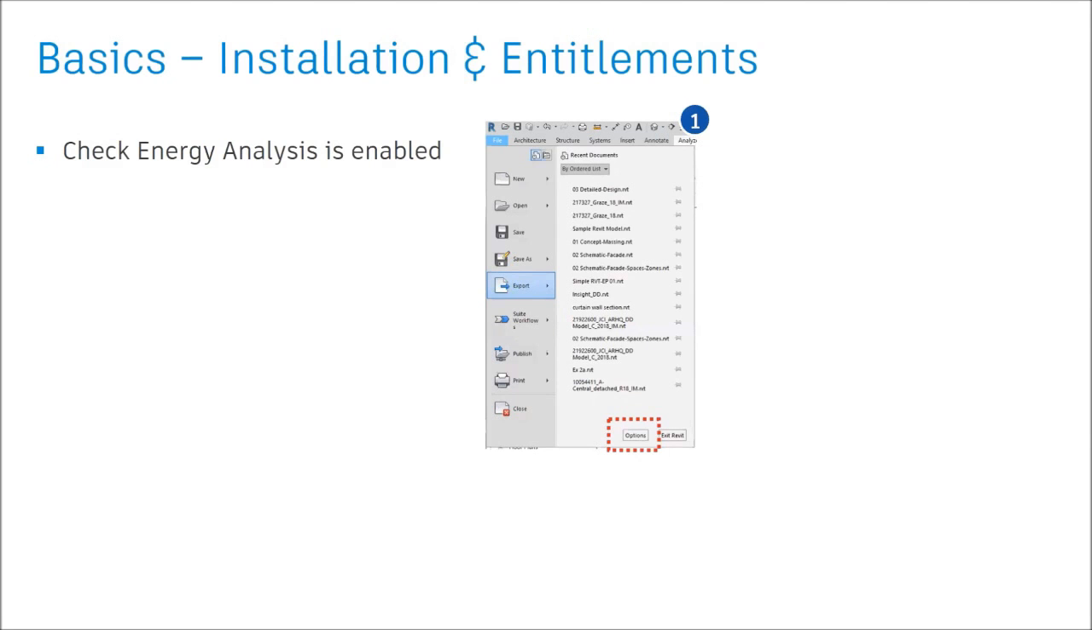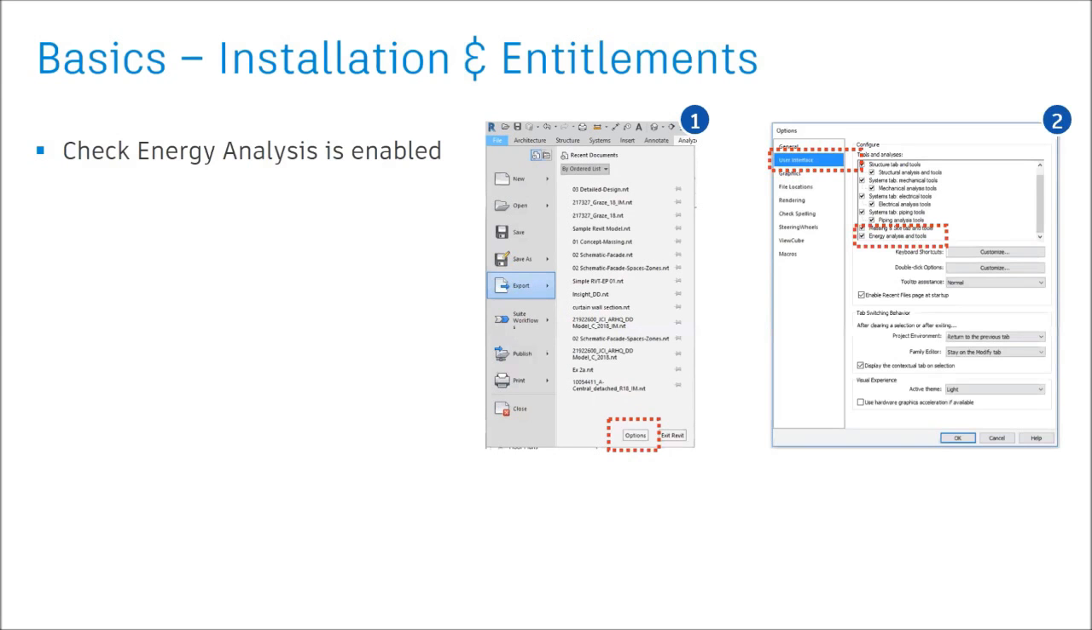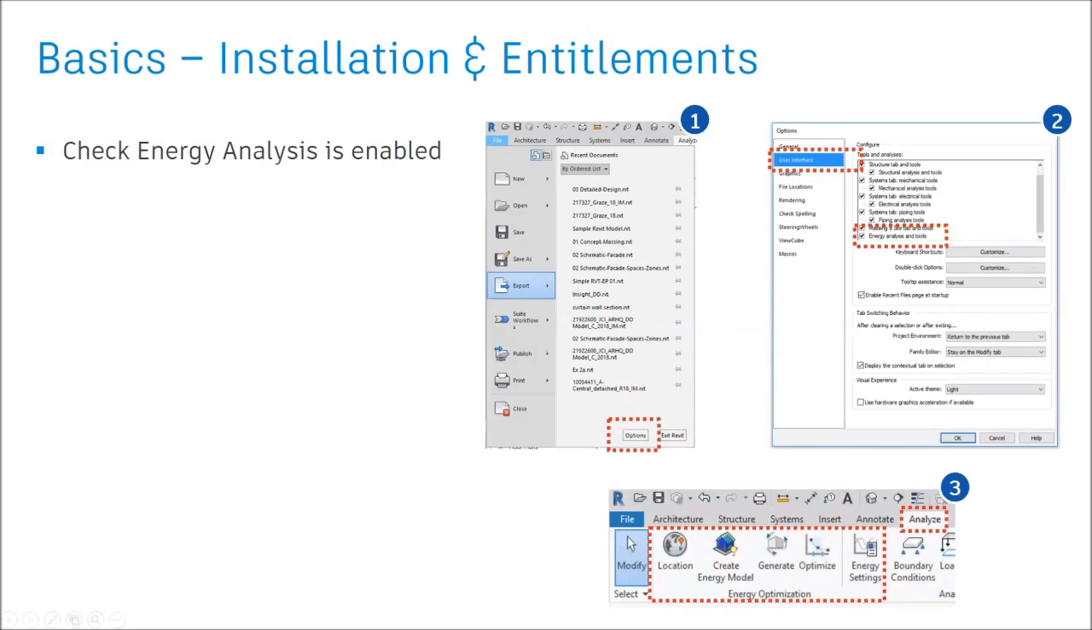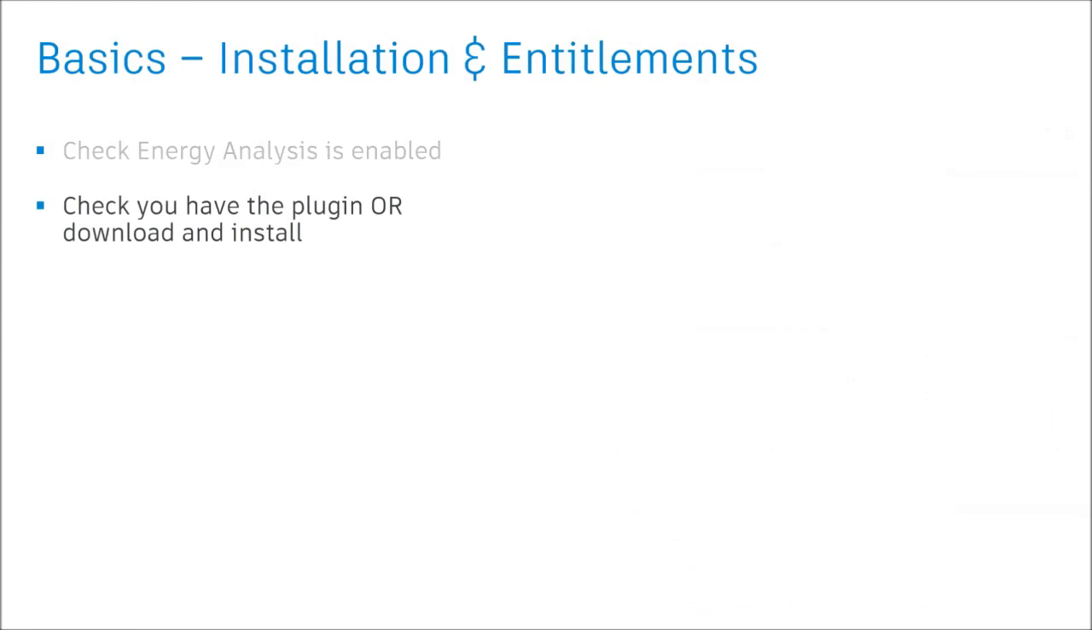So the first thing to do is, if you go into the File menu and click on Options under the User Interface, if you scroll down, you'll see the Energy Analysis tools. Just here, you want to make sure that they are enabled, and then once that happens, you'll see that it appears under the Analyze tab under the panel Energy Optimization, which contains all the tools for creating the model, sending the analysis to the cloud, and the energy settings, and looking at the results and so on. So once you've got that, you're ready to go.